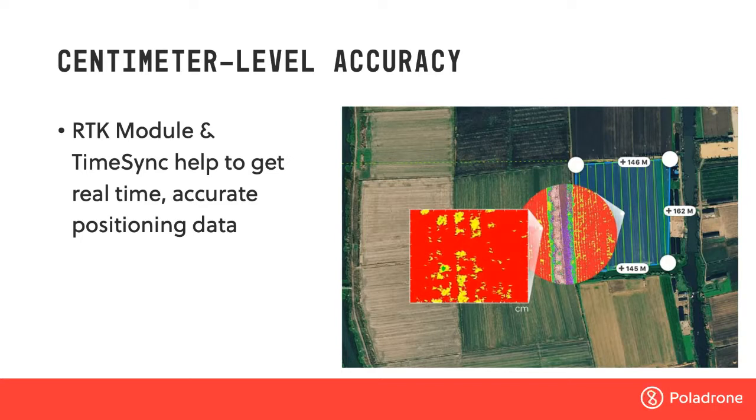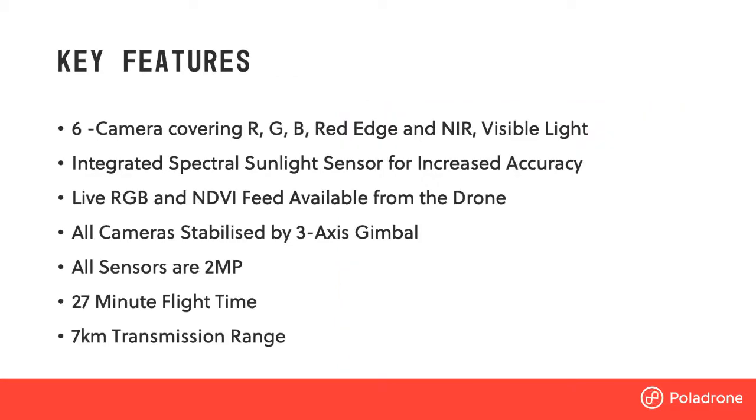Basically what it means is that it can help you get real-time and accurate position data up to the centimeter level. So basically you can know where your oil palm is, or what the location of your oil palm is, very precisely and also correctly. So this is another feature in the Phantom 4 Multispectral.